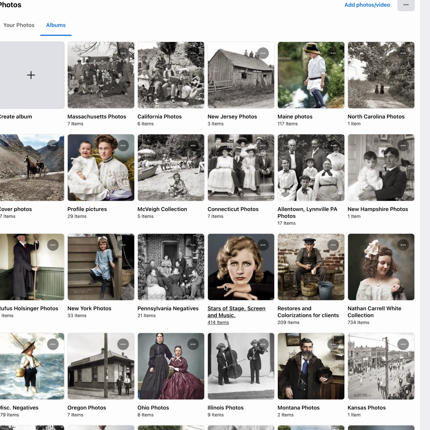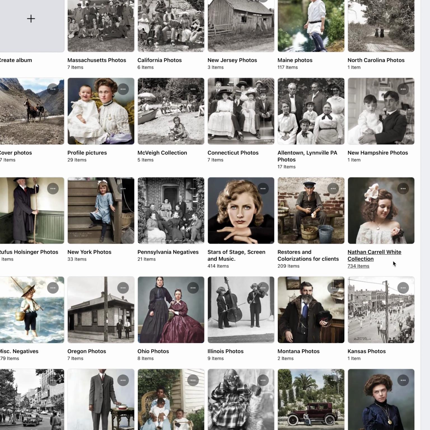I have an album for stars. I have an album for photographs that I restore and colorize for clients. This I will always keep. I have over 700 negatives, so I will always keep a separate album for the Nathan Carroll White photographs. They're out of Gainesville, Georgia. Actually, I have no other Georgia photographs, so it kind of makes sense anyway.